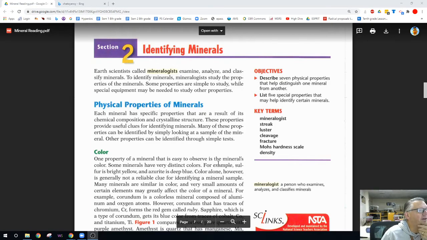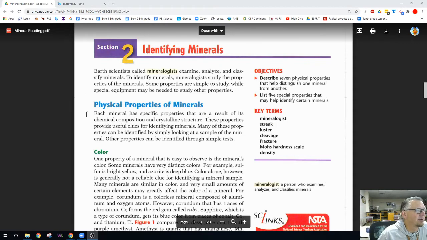Section 2, Identifying Minerals. Earth scientists called mineralogists examine, analyze, and classify minerals. To identify minerals, mineralogists study the properties of the minerals. Some properties are simple to study, while specific equipment may be needed to study other properties.